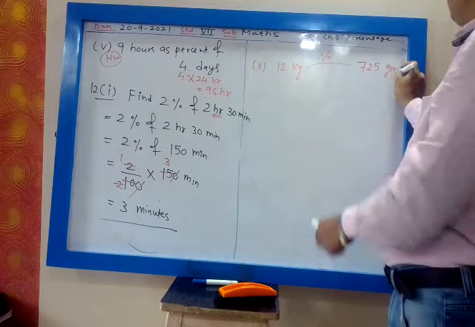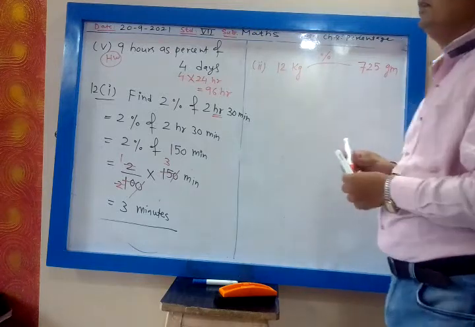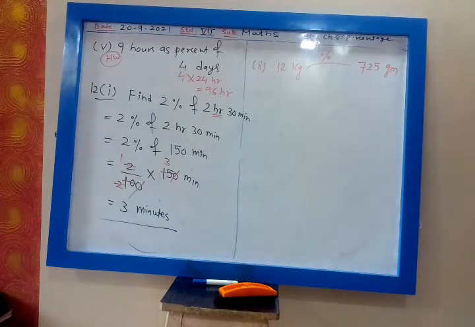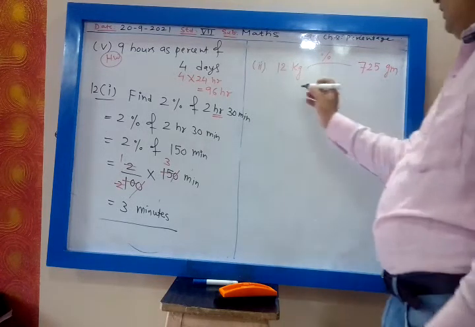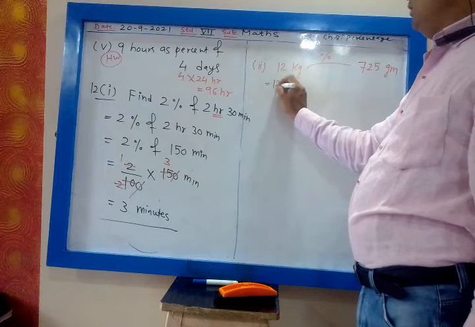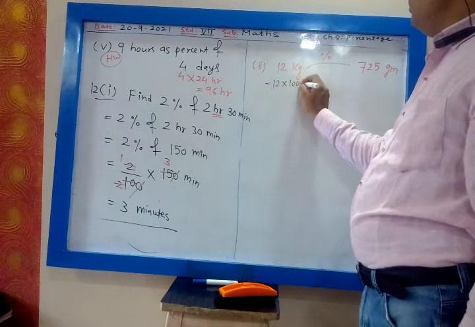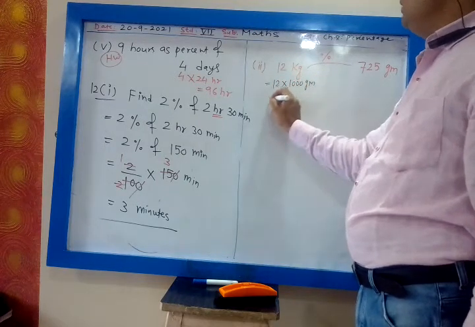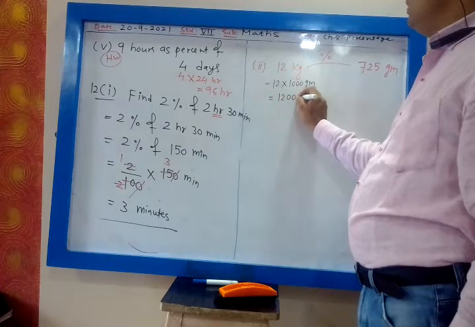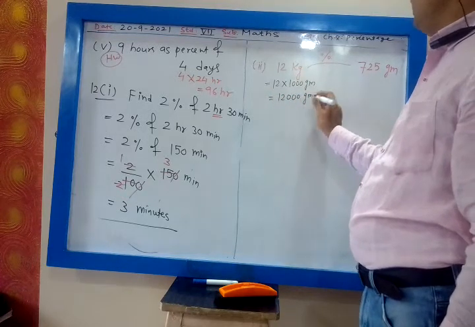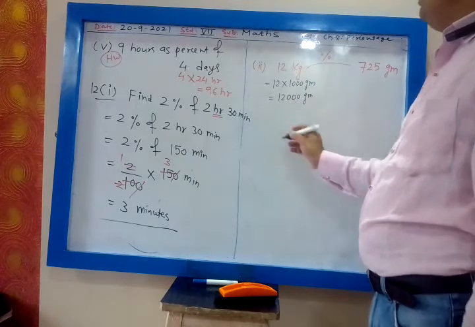725 gram. This is gram and this is kilogram. So first you have to convert kilogram into gram. So how? 12 into 1000 gram. So that is 12,000 gram. Okay. Now this is gram, this is gram. How will you calculate percentage?